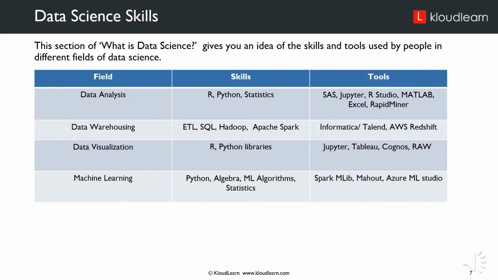For data warehousing, the skills you would require would be ETL, SQL, Hadoop, Apache Spark, and the tools would be Informatica or Talend or AWS Redshift. For data visualization, the skills required would be R, Python libraries. The tools you require would be Jupyter, Tableau, Cognos, RAW.